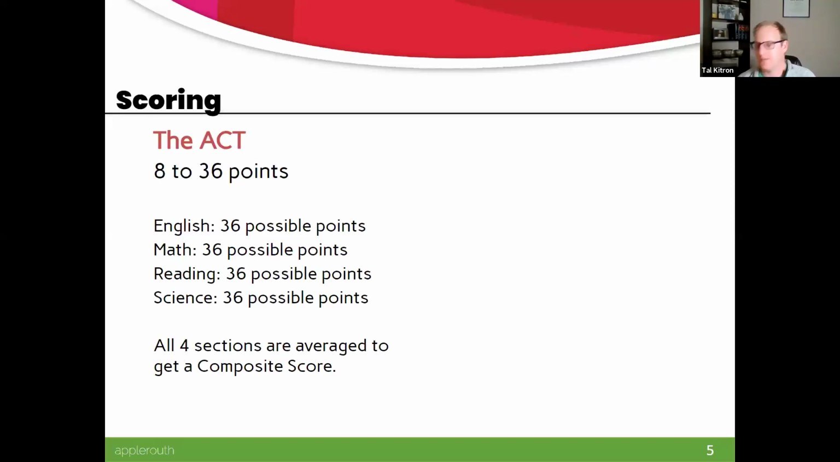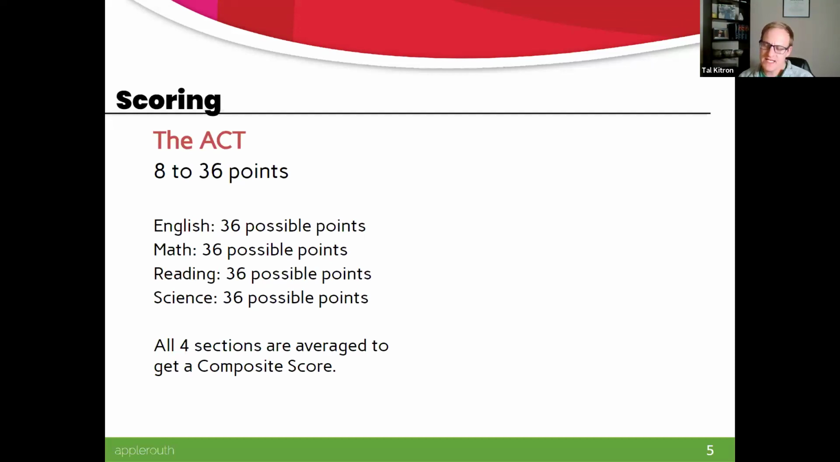So let's start with the scoring. The SAT is at a 1600 and has been for many years now. A perfect ACT score is a 36. There are 4 sections which are averaged to get your composite score. And you can't score lower than a 2, so the lowest possible ACT score is an 8. Never seen that. And the highest possible score is a 36.